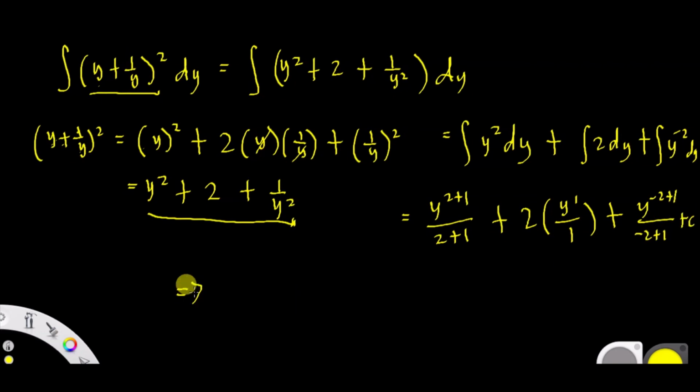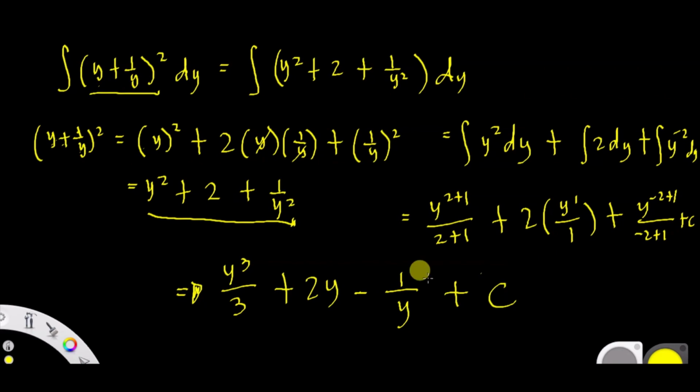So simplifying the results, we now have y cubed over 3 plus 2y minus 1 over y plus c. And this is now our final answer.